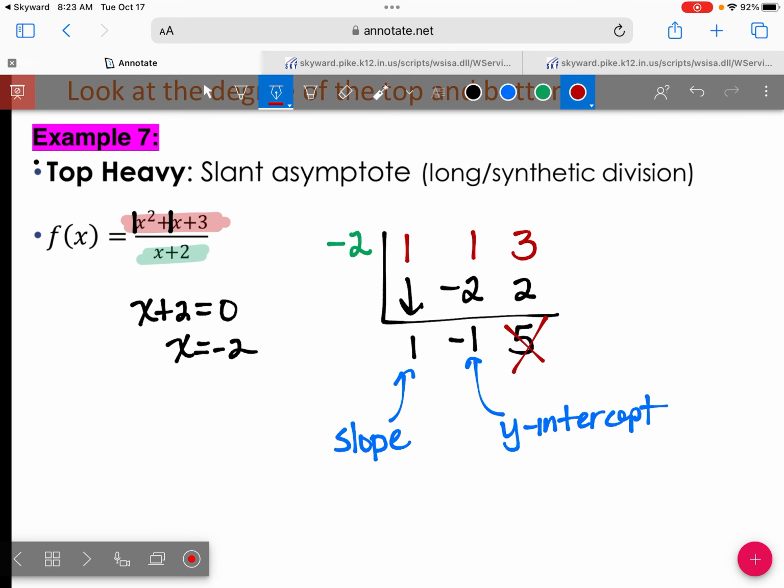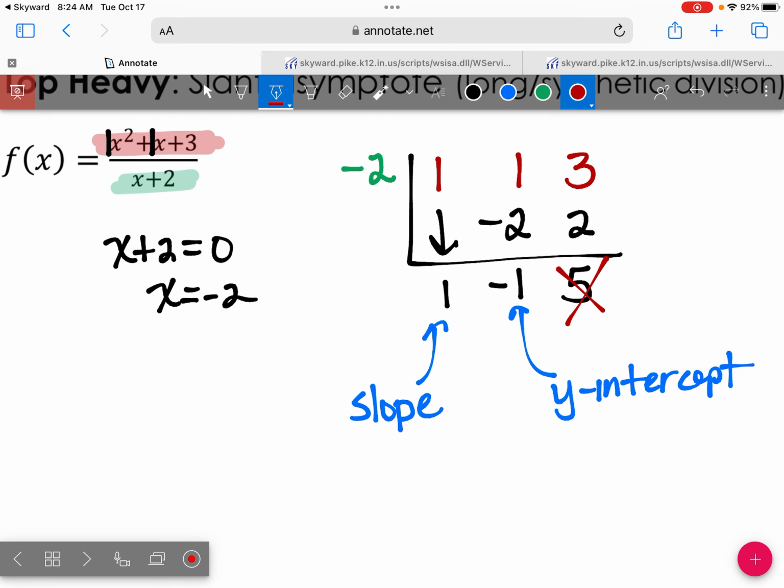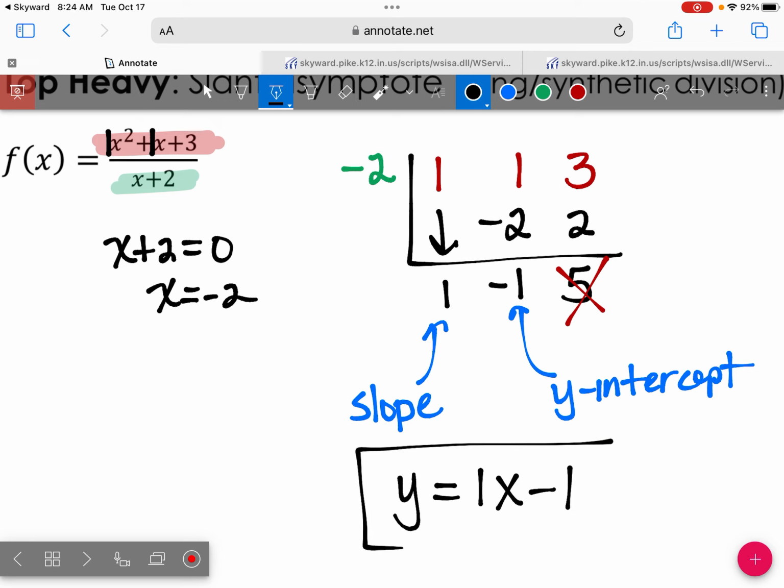So this graph is actually a linear equation, and it would be y equals 1x minus 1. That's the equation for the slant. You only have to do that when it's top heavy. So now that we talk about those different asymptotes, let's go ahead and go to example 11, and let's go ahead and graph that out.